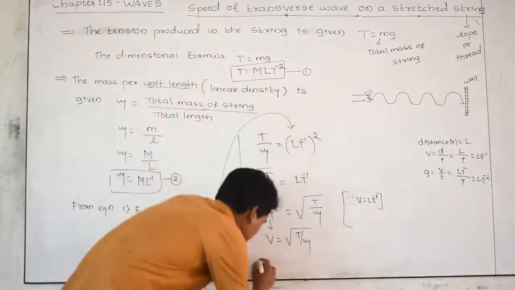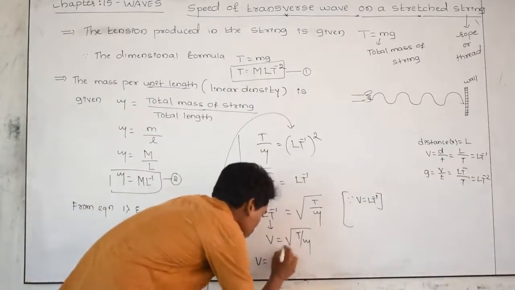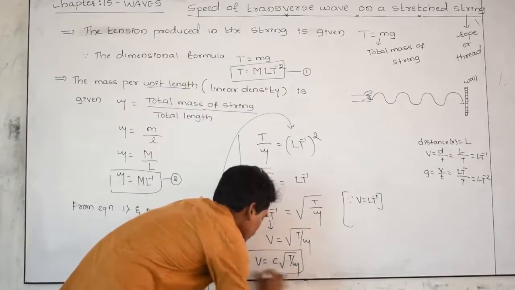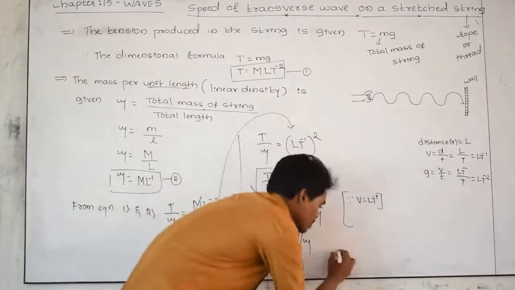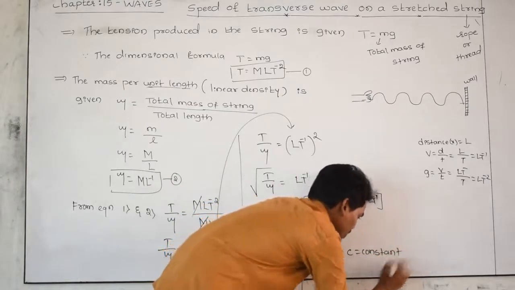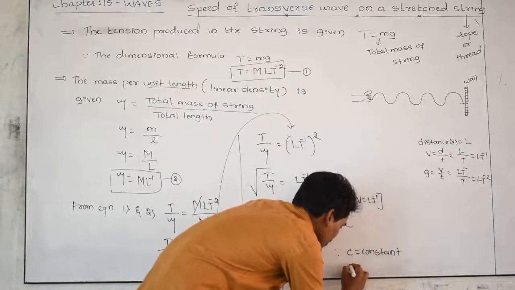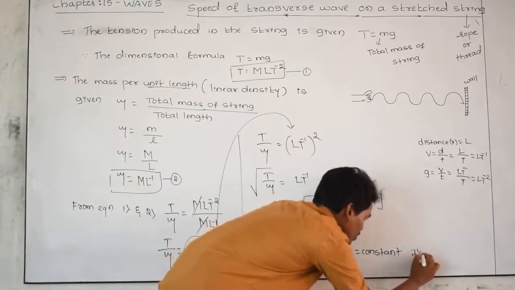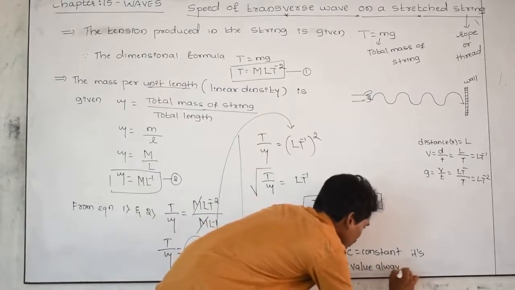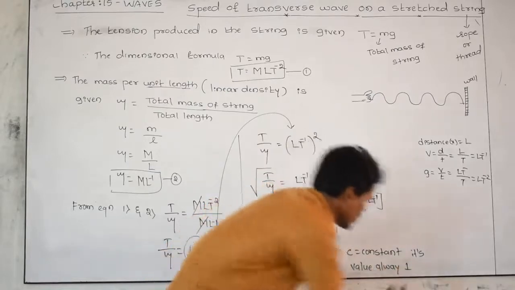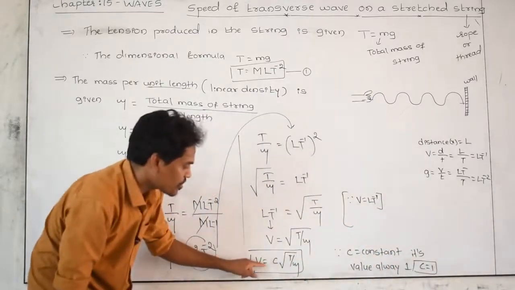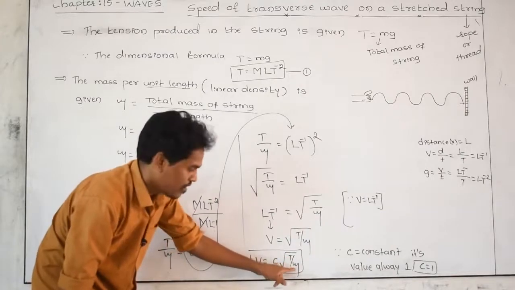For simplification, V is equal to, I am considering here one constant term C. C is equal to root of T by mu. This is the final formula. Here C is constant. Its value is always 1. Therefore, C is equal to 1. If C is equal to 1, then you are getting velocity is equal to root of T by mu.